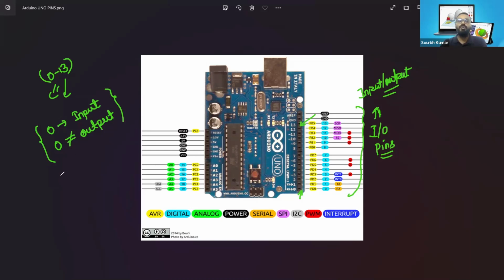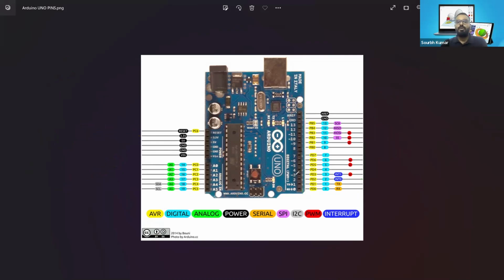So always use a single pin for a single purpose, either to take the input from the sensor or to generate the output to an output device. Means either we will connect a sensor to a specific pin, or connect an output device like the motors and others to a specific pin.